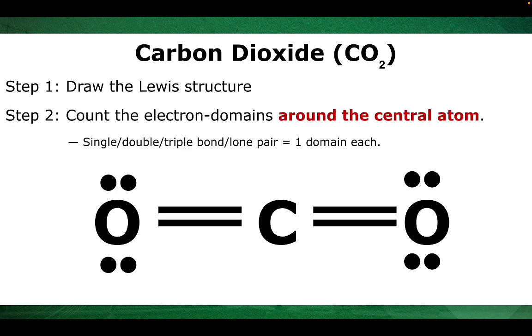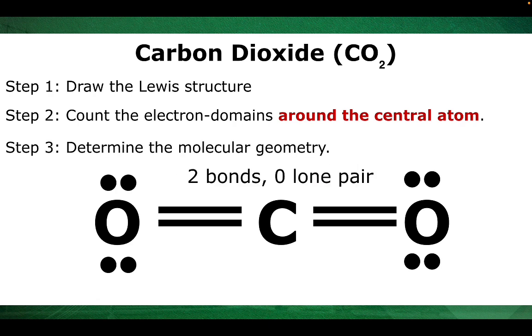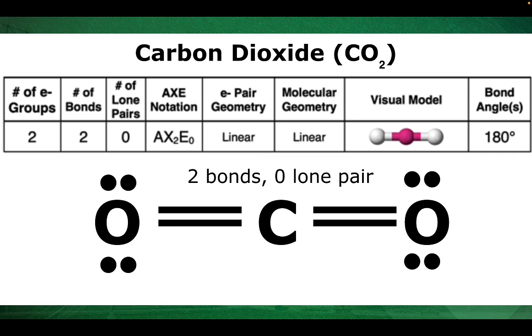Now next step, step 2, is to count the electron domains around the central atom. Remember, single bonds or double bonds, triple bond, lone pair, they are one domain. So here you have 1, 2 electron domains. Specifically, you have 2 bonds and 0 lone pair. So if we're going to write the AXE notation, that would be AX2E0, or simply AX2. Step 3 is to determine the molecular geometry. So we have 2 electron domains. From our table, we only have 1 type, that is 2 bonds, 0 lone pair. So carbon dioxide has a linear molecular geometry.